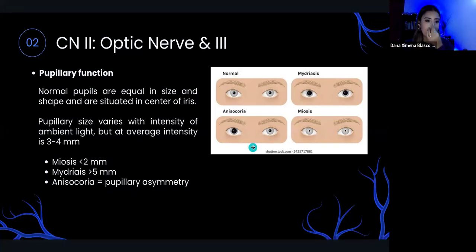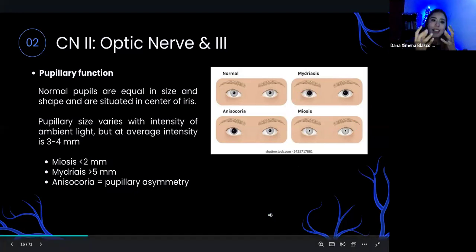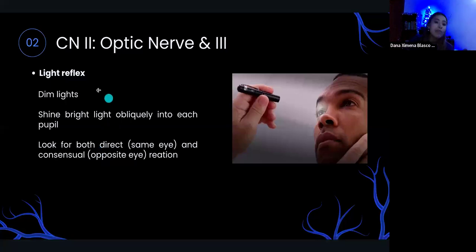So these are the common pathologies you can find in the patient. For example, miosis and mydriasis are normal depending on the ambient light. And how are we going to examine that? The light reflex. For the light reflex examination, we have to have dim lights. You cannot have a bright light. Why? Because bright light is going to, of course, cause direct mydriasis, right? You have to have dim lights, and then you have to shine a bright light obliquely into each pupil.